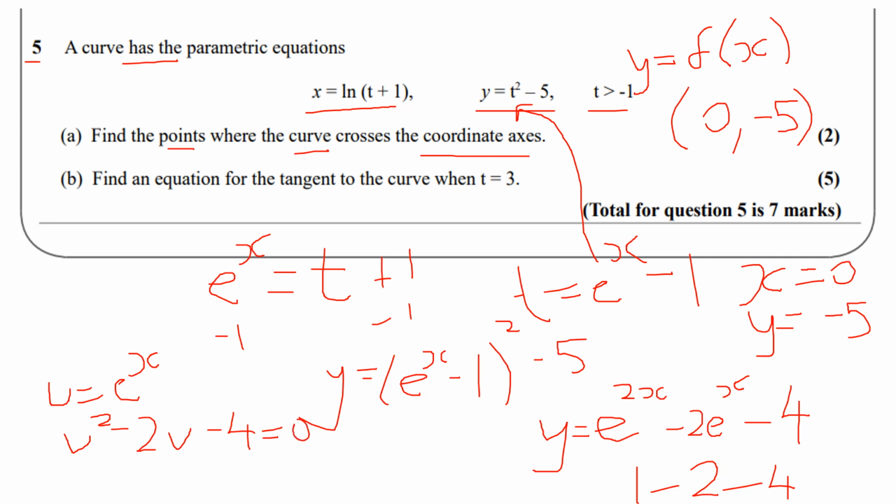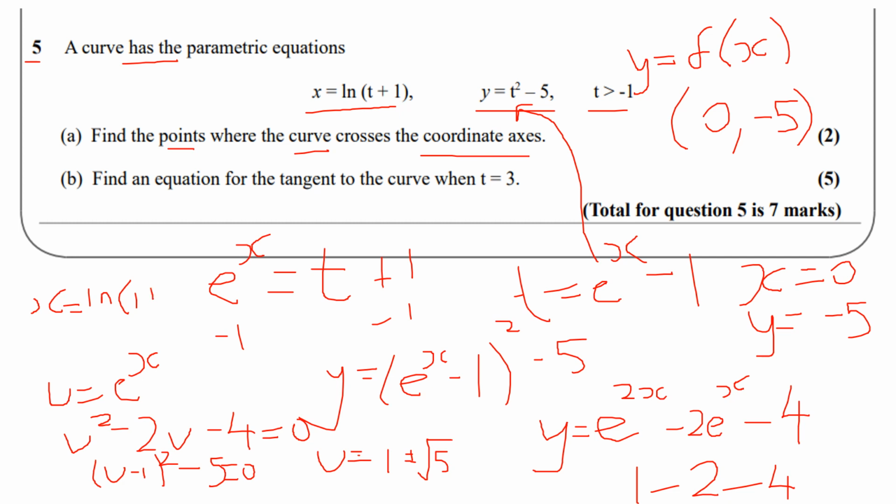If I solve this, I'm going to complete the square. So I'm going to have (u minus 1) all squared minus 1 minus 4, so that'd be minus 5, equals 0. If I rearrange this to make u the subject, I'm going to have u is equal to 1 plus or minus root 5. But remember, that's what u is equal to. Therefore, to get x, it will be ln of this. So x will equal ln of (1 plus or minus root 5).